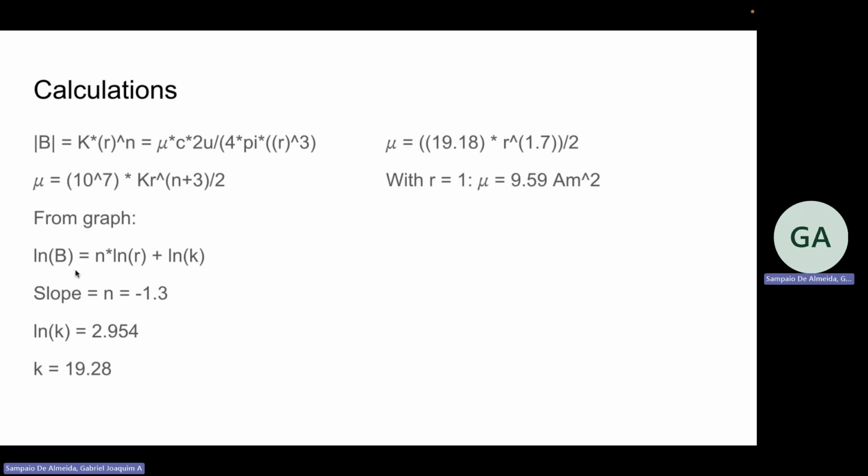From the graph, we can then obtain the slope to get the constant n, which is negative 1.3. And then we also obtain k by getting the intercept, which was 2.94. And then e to the 2.94 equals k, which is 19.28. The mu was calculated, assuming r is equal to 1, and a value of 9.59 was obtained.